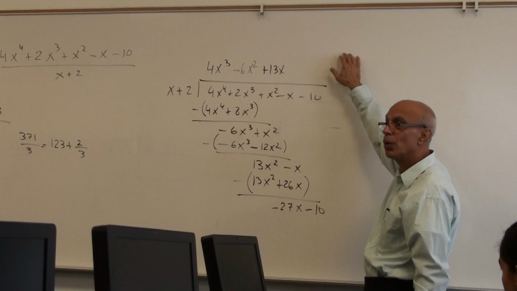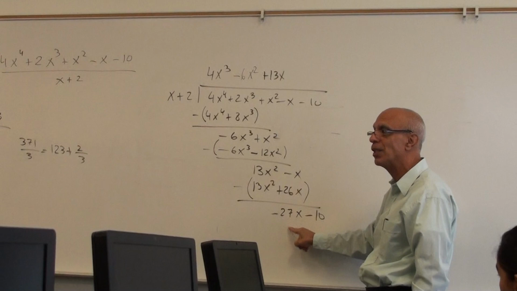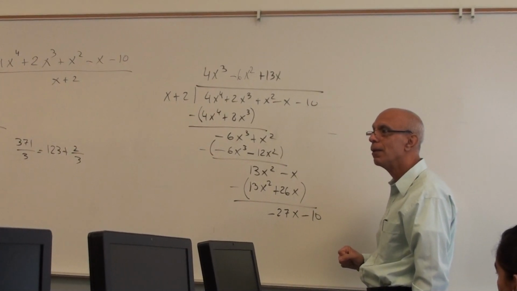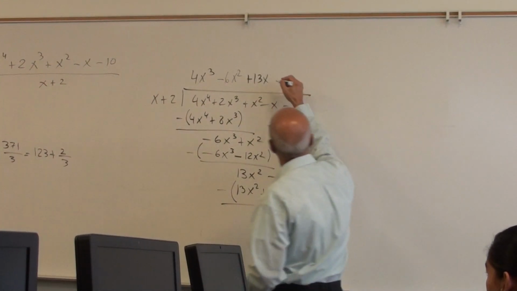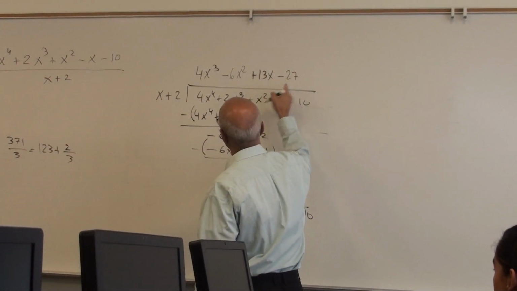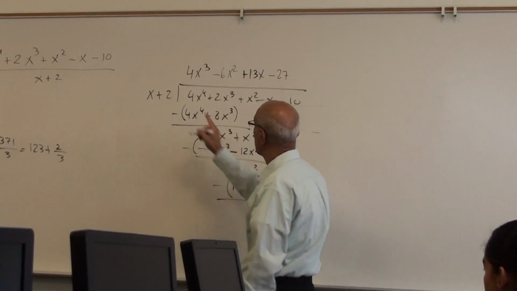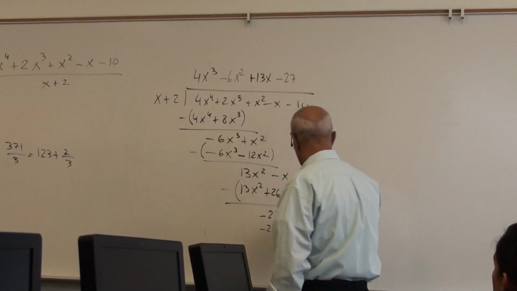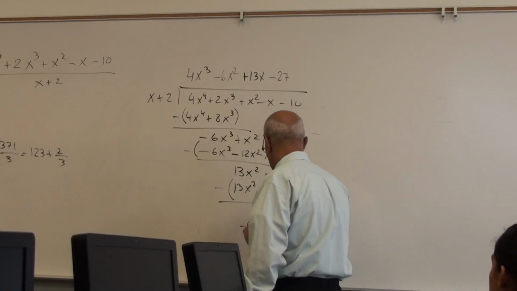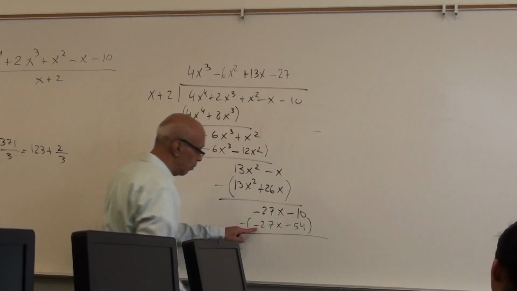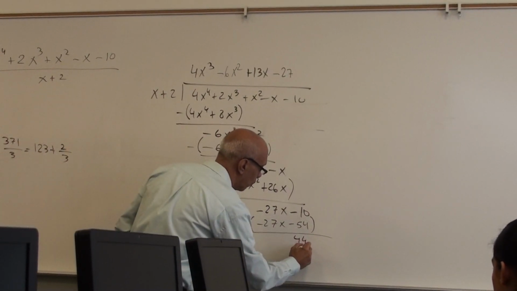Again, the last chance for you guys. What is the term that I'm going to put here that times x is going to give me negative 27x? Negative 27, right? Negative 27 times x is negative 27x, times 2 is going to be negative 54. Now parentheses, negative, and there you go. This is going to be positive, it's going to cancel. This is going to be positive. I'm going to have here 44.